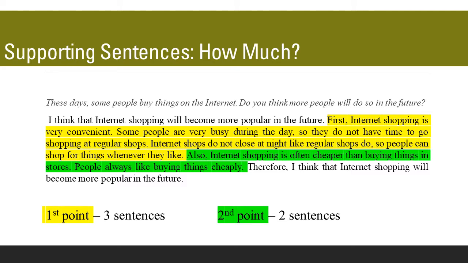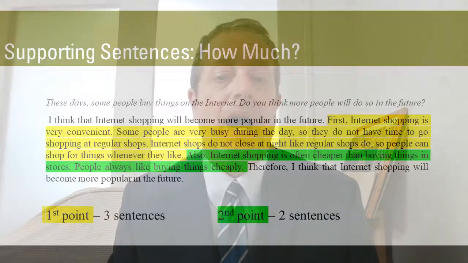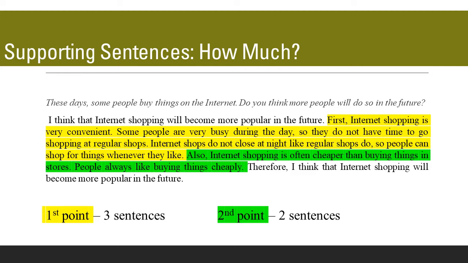Let's also consider how many sentences you're going to want to write. One more time, this is the one about the internet. I've separated the 2 points. Remember, you're going to have to have 2 supporting points for your answer. The first supporting point here is highlighted in yellow, and altogether that comes to 3 sentences. The second supporting point, highlighted in green, is 2 sentences long.